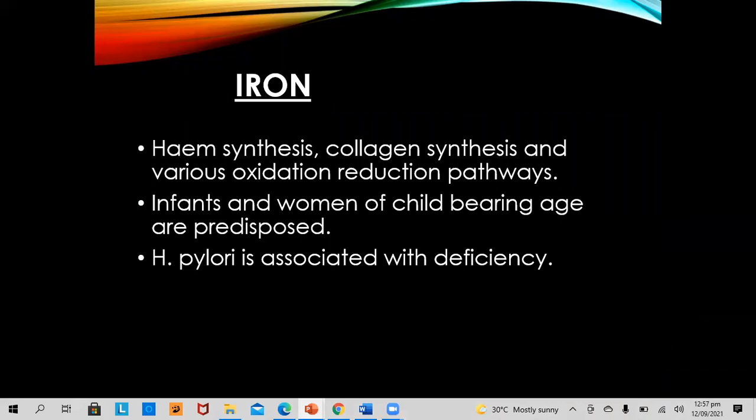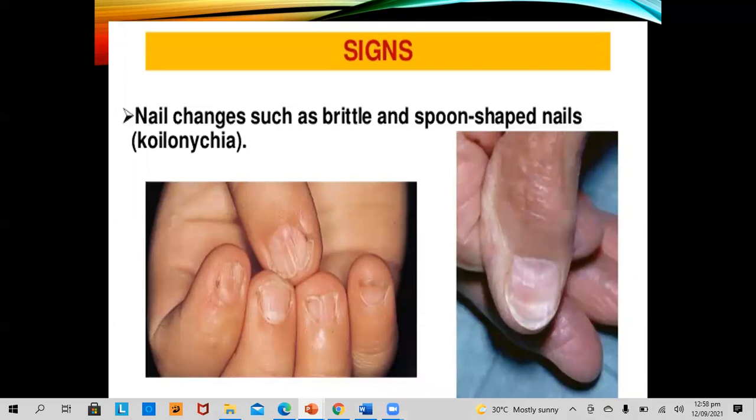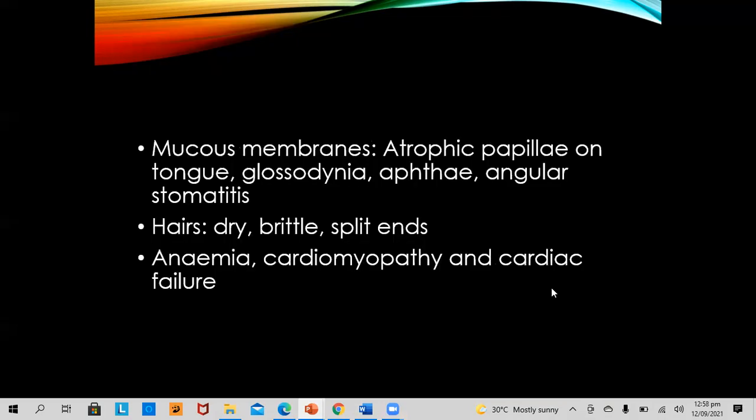Heme causes heme synthesis, collagen synthesis, and various oxidation reduction pathways. They are important in infants and women of childbearing age. So these are the category of people who suffer from iron deficiency. H. pylori is associated with iron deficiency and anemia. The main effects of iron deficiency is on nail become brittle and spoon-shaped, called as koilonychias.